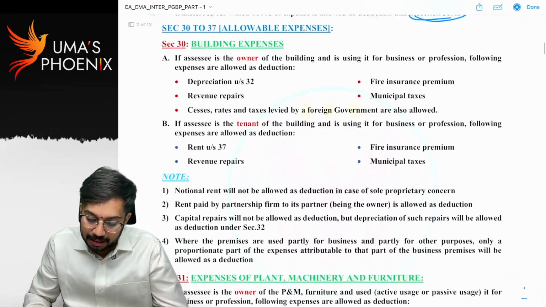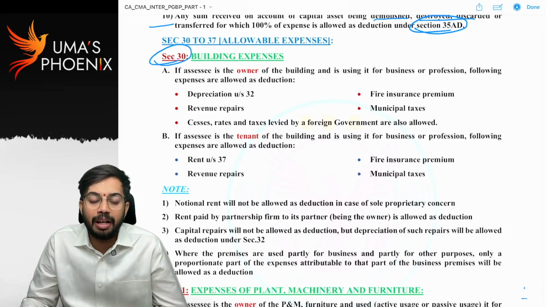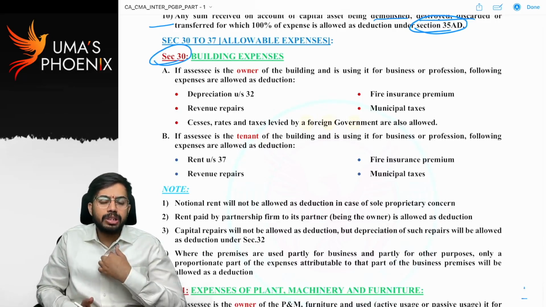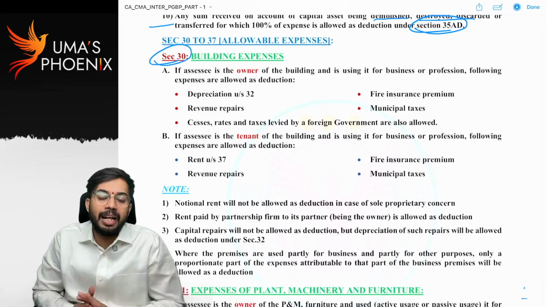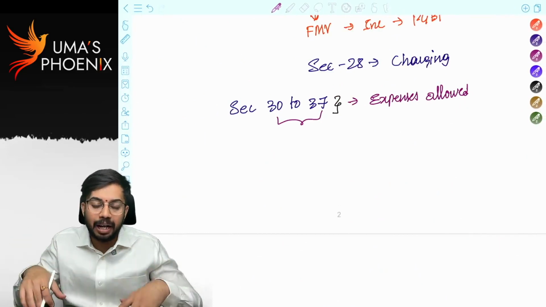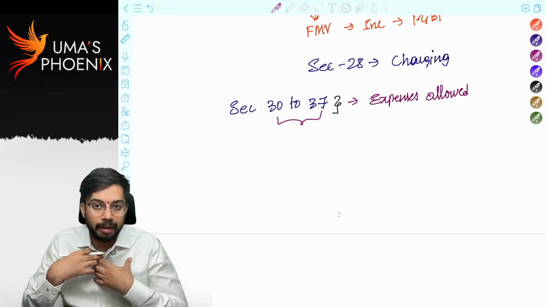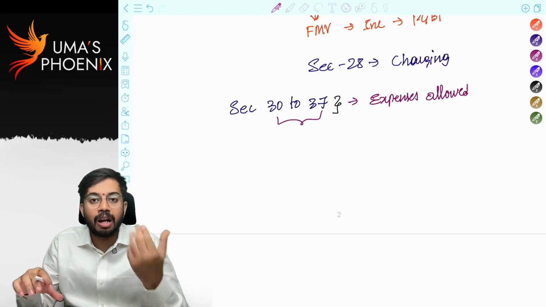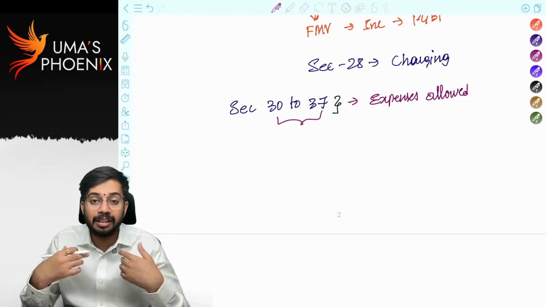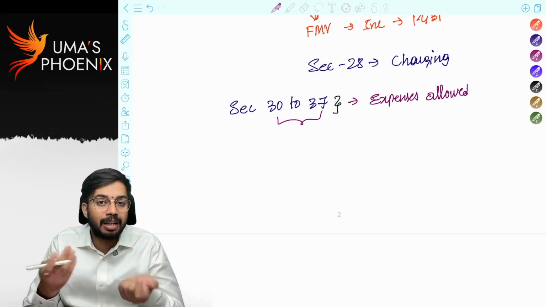Shall we discuss? Yes. The first section is section 30. Section 30 speaks about expenses with regard to building. See, I can use a building as an owner or I can use the building as a tenant. Just think normally. If I use this building, whatever building I am using for recording, this building is owned by me. Now with regard to this building, what are all the expenses that I can claim as deduction? Am I using this building for my business purpose? Yes, I am doing recording for my business purpose only.